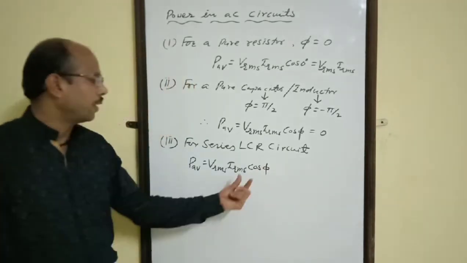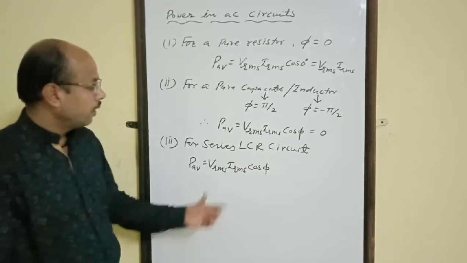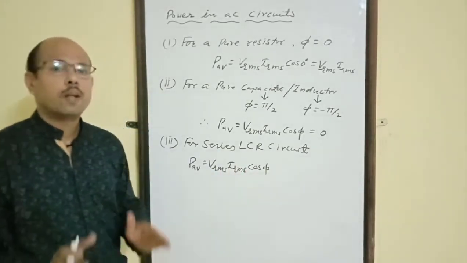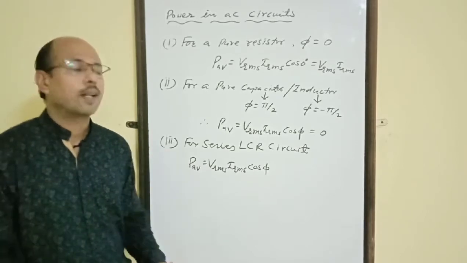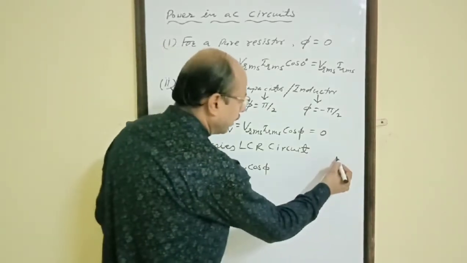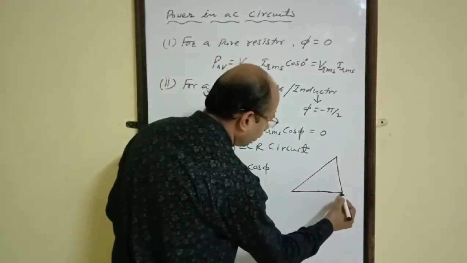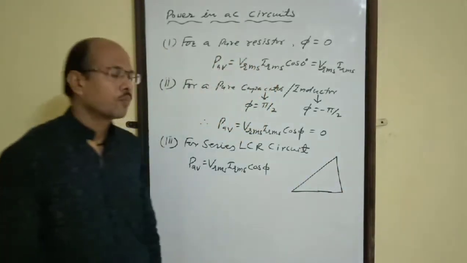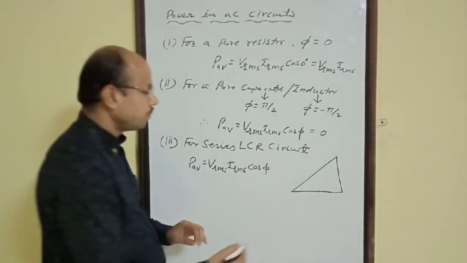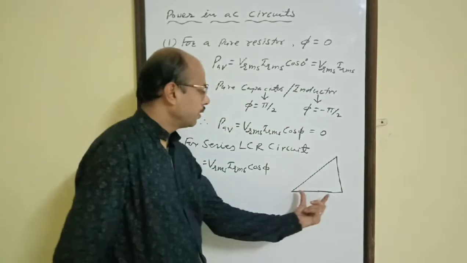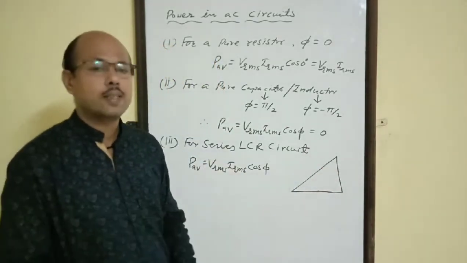Now we have to find out the value of cos phi for a series LCR circuit, and it can be found by using a very simple trick known as the impedance triangle. I am drawing a triangle here, and by using that triangle you can find out 2-3 relations directly. This triangle is known as the impedance triangle, and it is related to the phasor diagram of the series LCR circuit.